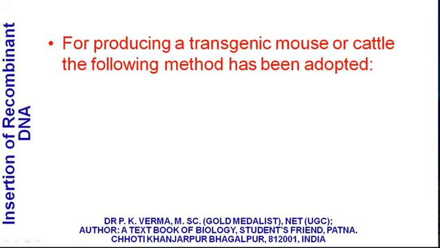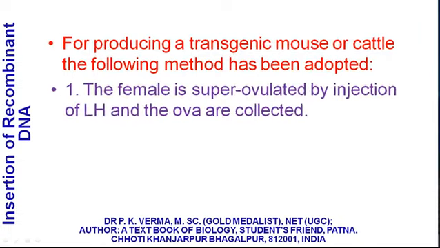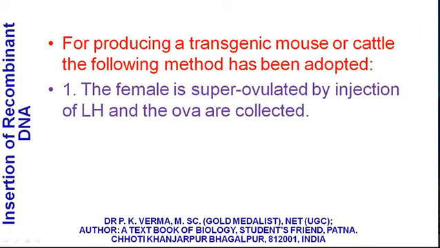For producing a transgenic mouse or cattle, the following method has been adopted. The female is superovulated by injecting LH and the ova are collected.